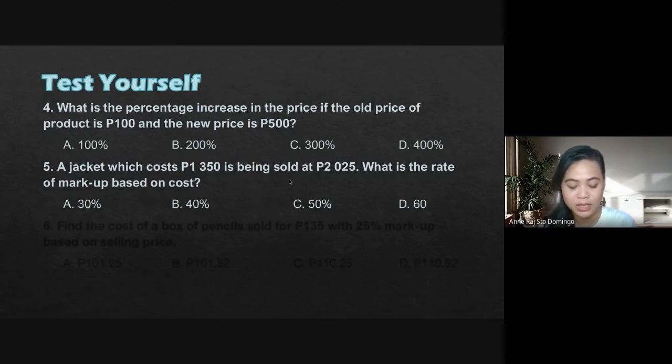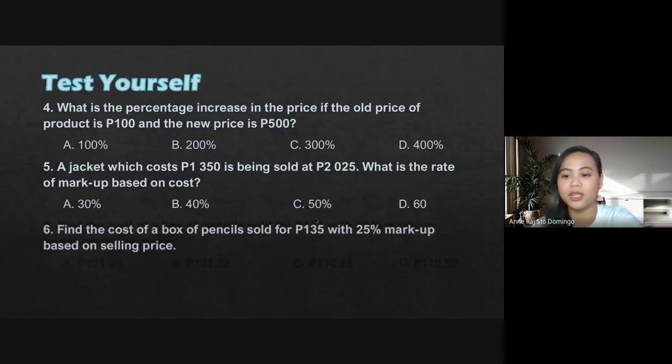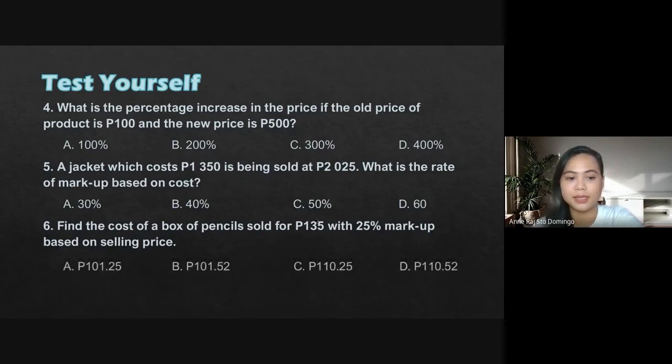So, we just subtract 2,025 minus 1,350. Then, where do we divide it? Since it is marked up based on cost, we divide by the cost. So, we divide it by 1,350. So, 2,025 minus 1,350 divided by 1,350, the answer is 0.5 or 50%. So, letter C, correct.